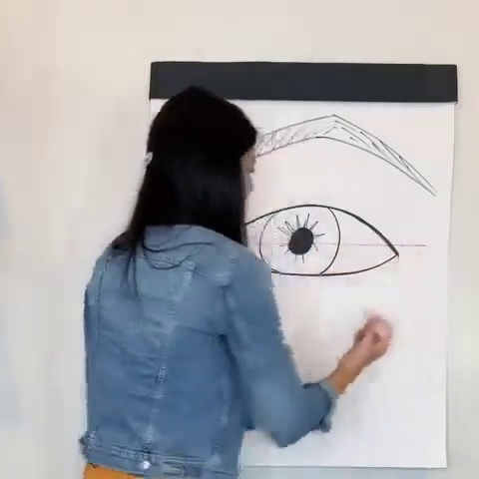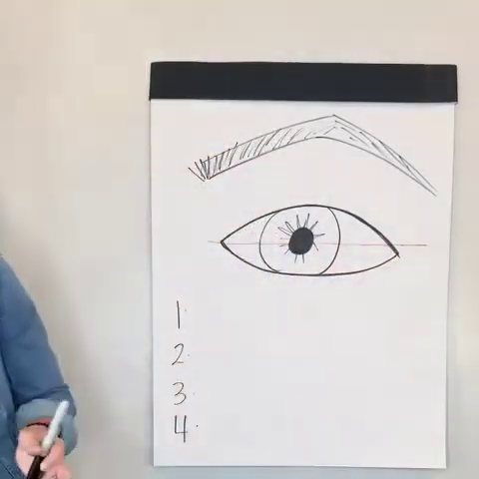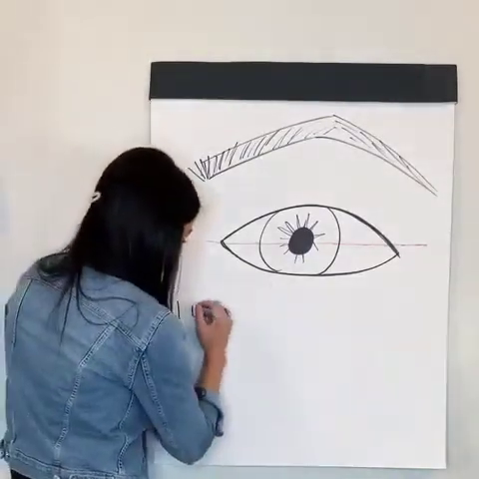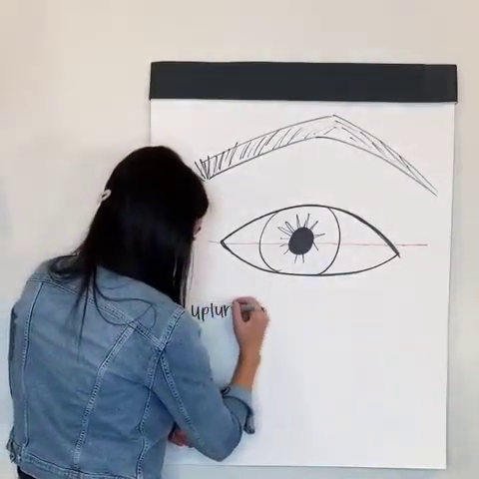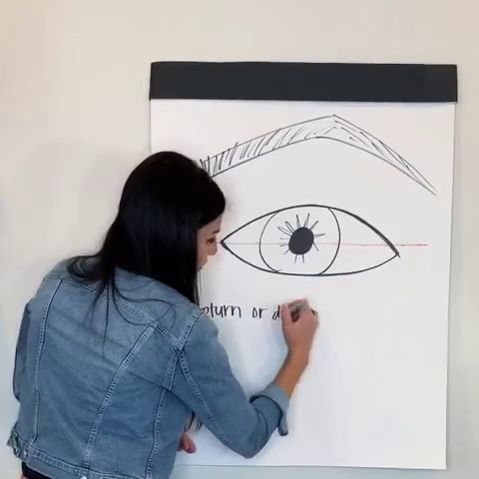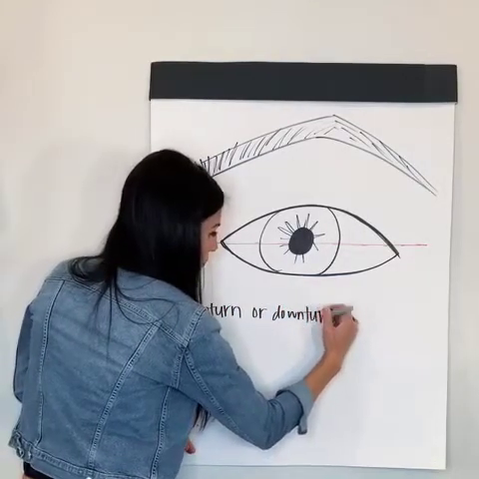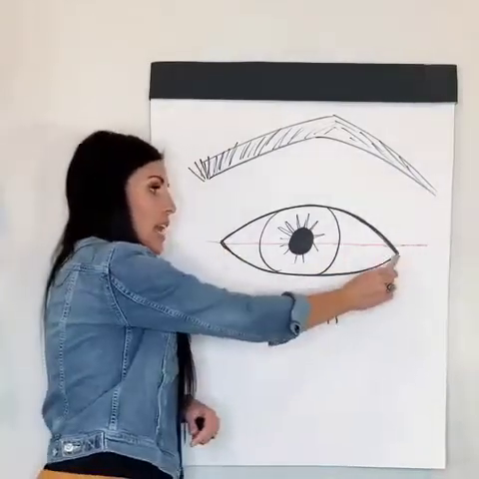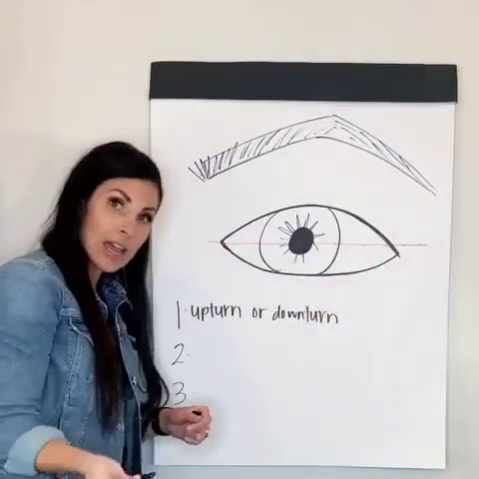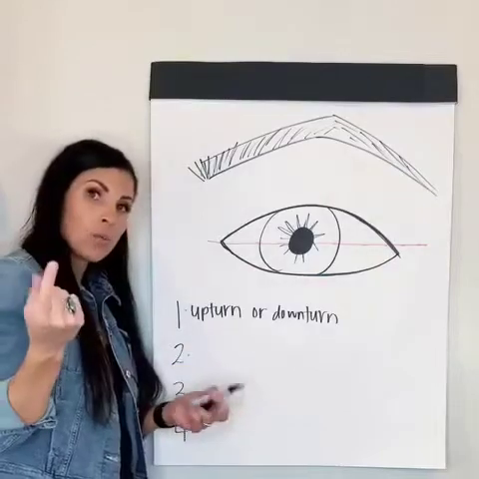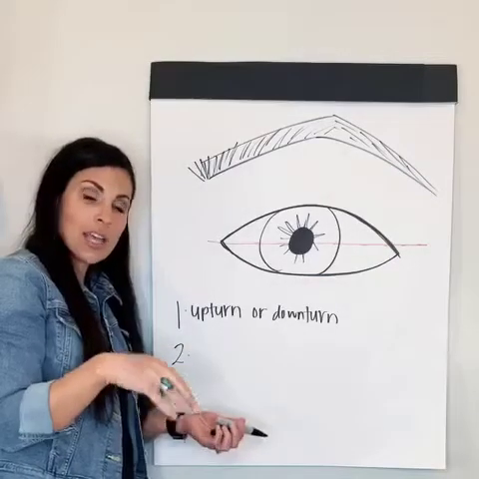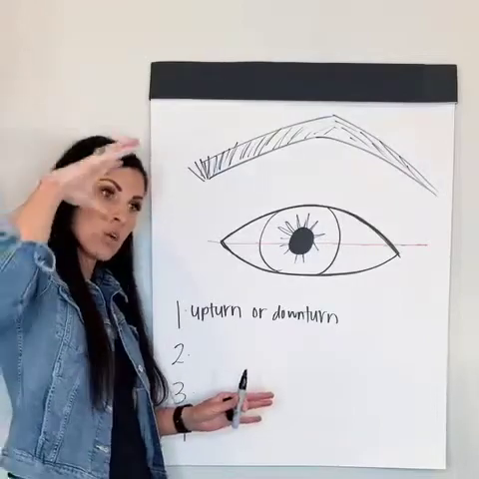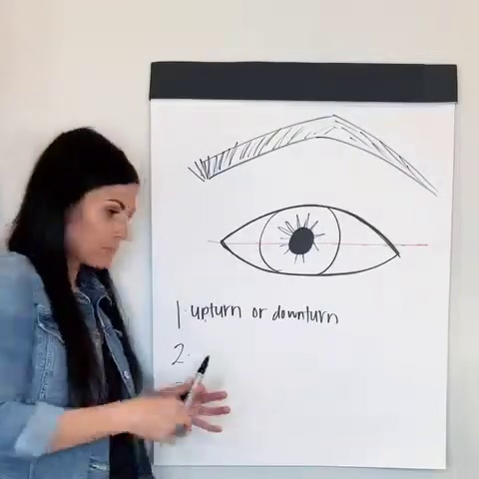Step 1 is you are going to create a horizontal line right from the inner corner to the outer corner, okay? What this does is this will tell you if they are upturn or downturn. Okay, so you can see here, if I draw a line straight across, the client actually has a downturn eye. So, number 1, what do I need to do when I'm creating a lash set? I need to lift and pull that upper corner upward, right? I don't want to do anything that will drag it downward.